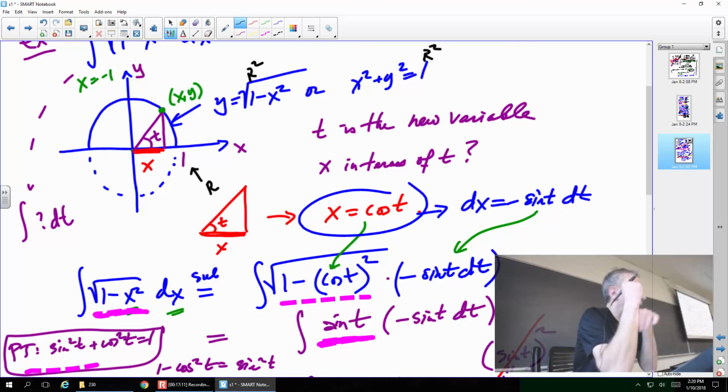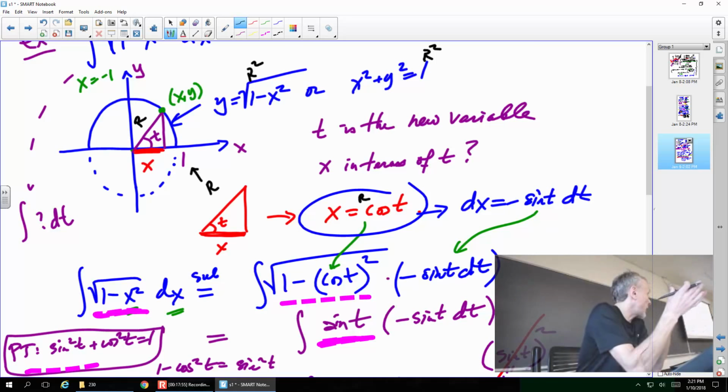What about the substitution? Once again, the radius is not 1 anymore, but geometrically the picture will be exactly the same. Just think about the radius being r. So what's x? R cosine of t. Why? Because the hypotenuse now is r. The radius is r, the hypotenuse is r, not 1. So the adjacent side will be r times cosine of that angle. So the substitution then is different, depending on that extra term.